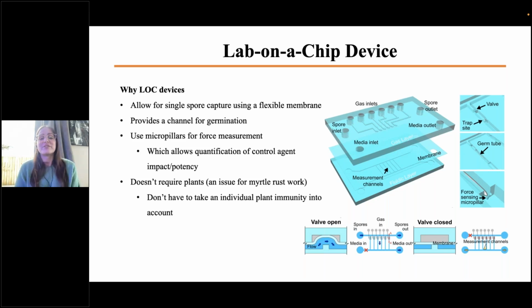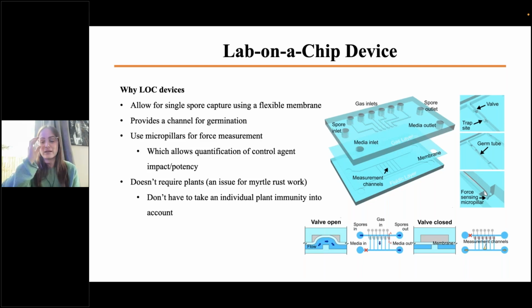These are also really beneficial because they don't require plants. So for Myrtle Rust work in particular, a lot of those plant species that it infects are Tonga species, so we don't want to be just using them straight off the bat. A device like this allows us to test and ensure that agents are in fact having an impact, and then we can go to plant studies. But it's also beneficial because you don't have to take into account a plant's immunity. So it's an isolated system.